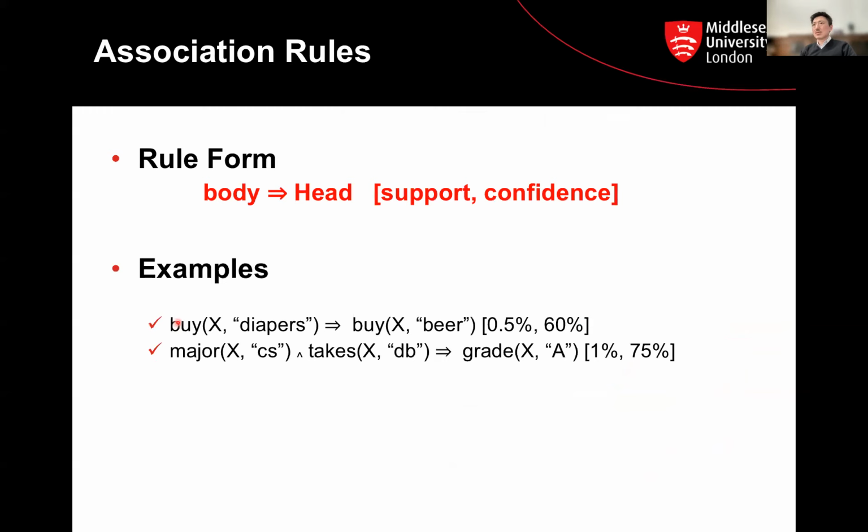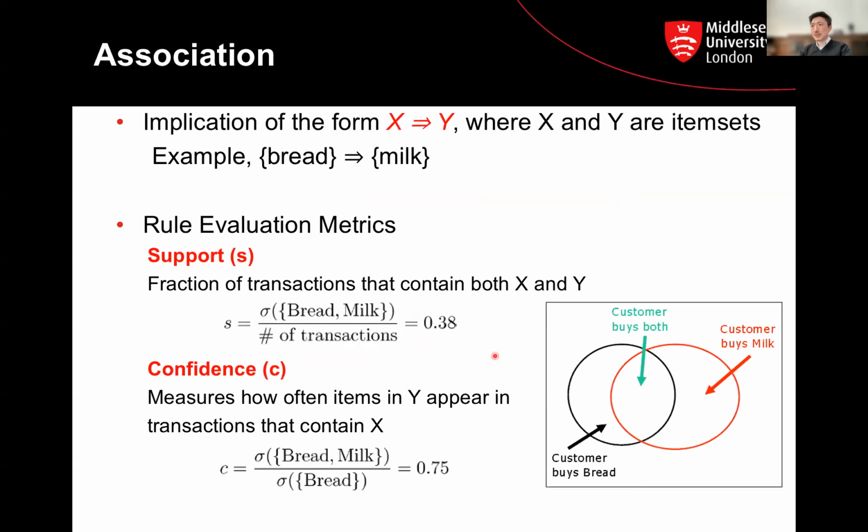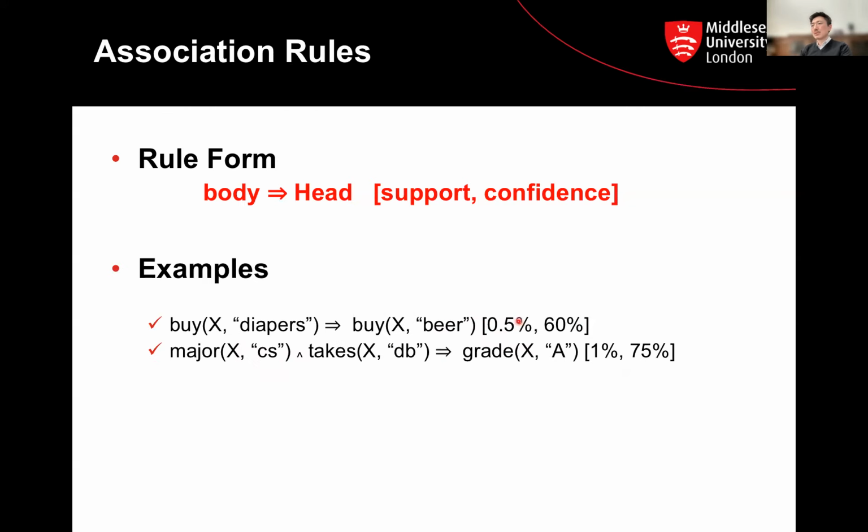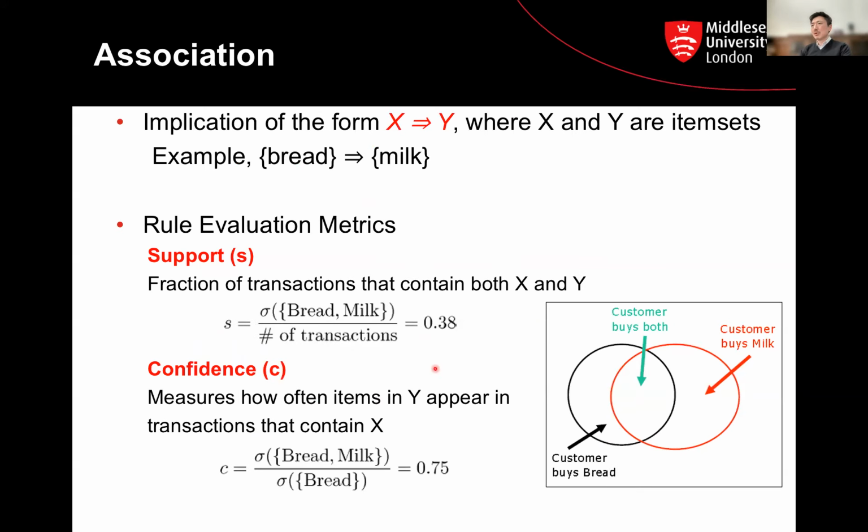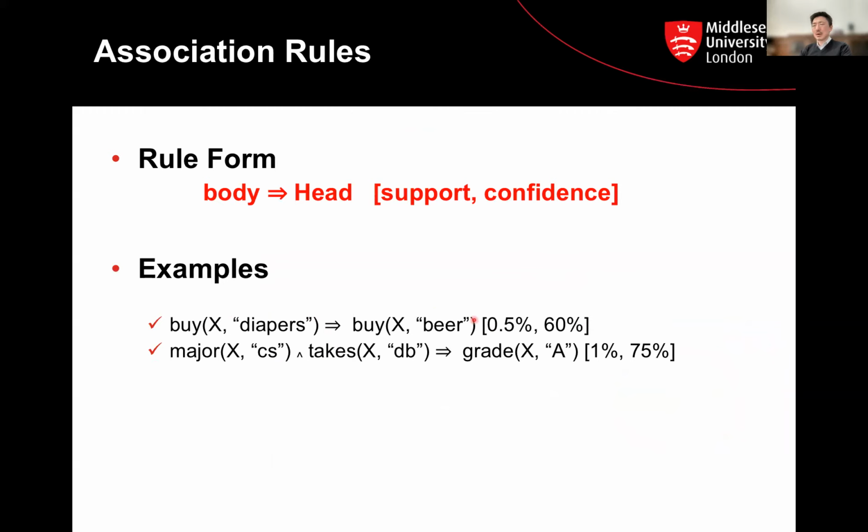Okay, and so this is how you write the association rules. It says, if you buy diapers or nappies, you also buy beer. The support, which is out of the total transactions, is 0.5%. So that's not particularly high. But the confidence is 60%. So that means 60% of people who buy diapers also buy beer. That's quite a high correlation.